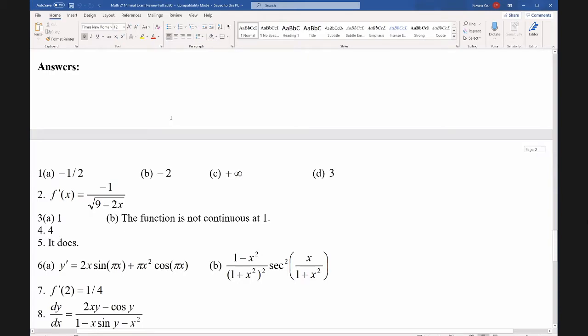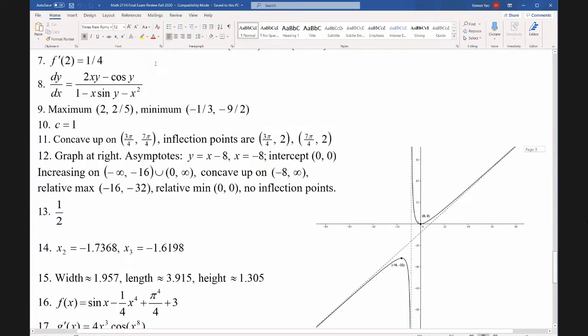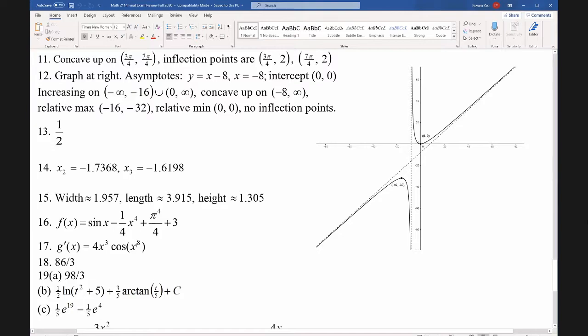Same answer, see? Number 16, right? See, same answer here, right? Here, right? Sin x minus 1/4 x^4 plus x^4 over 4 plus 3. Same answer, right? Okay.